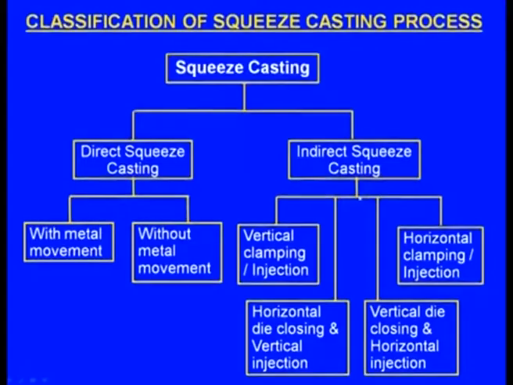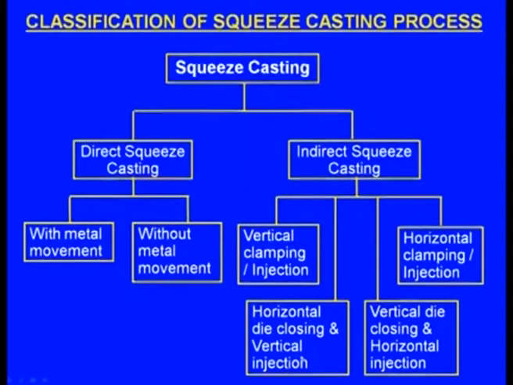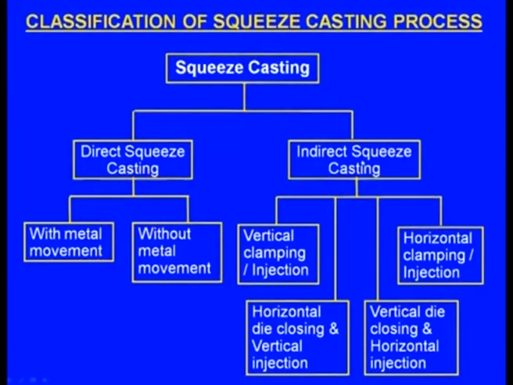Under indirect squeeze casting there are four types. One is vertical clamping and injection, second is horizontal die closing and vertical injection, third is vertical die closing and horizontal injection, and the fourth is horizontal clamping and horizontal injection. First we will see what is direct squeeze casting and what is indirect squeeze casting. We will see the difference between these two and then the sub classifications.